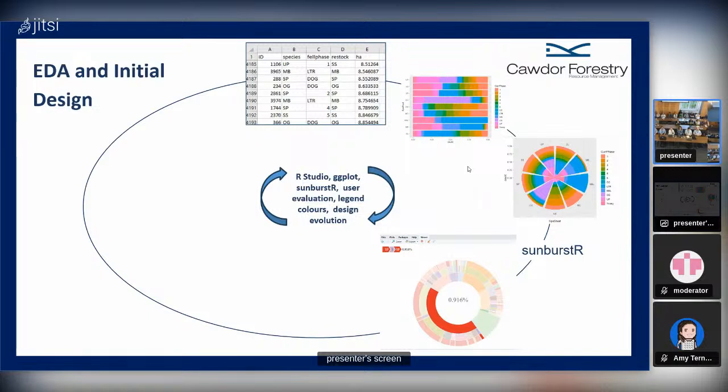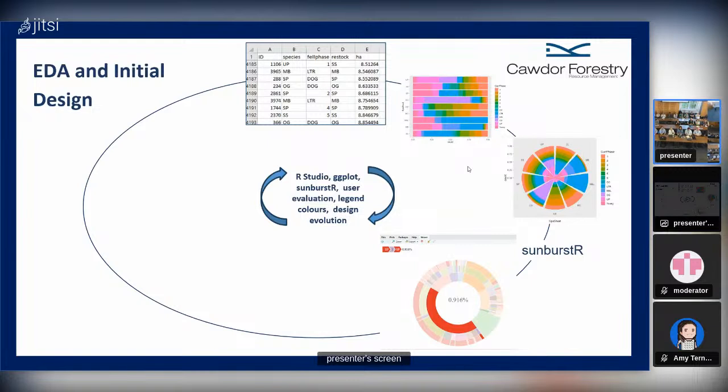The results of me intersecting my data set and cleaning it up were basically one big polygon layer, and the attributes of that I wanted to look at were the current species, the felling phase, the restocking species, and then the area for each polygon. And I fed that into R. It was a CSV file, and just ran it through lots of different scripts and functions to create all these different graphics, and hit upon sunbursts.